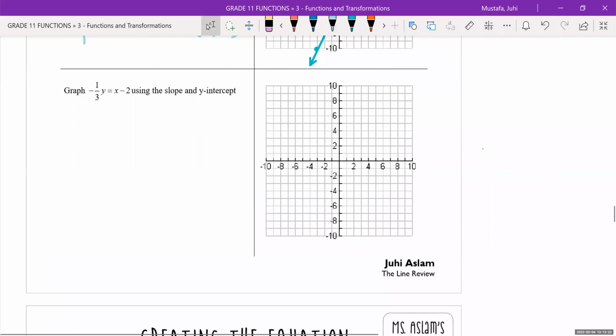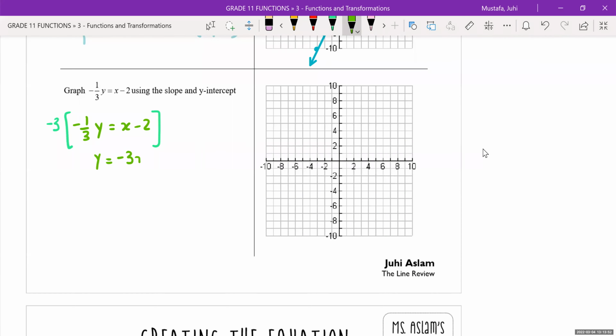For this example, we have graph -1/3y is equal to x minus 2. I'm going to change this to y is equal to mx plus b form because it just seems like it will be pretty straightforward to do that. So -1/3y is equal to x minus 2. I'm actually going to multiply by -3 so I can get rid of the negative and the 3. So -3 times -1 is +3. +3 divided by 3 is just 1y.